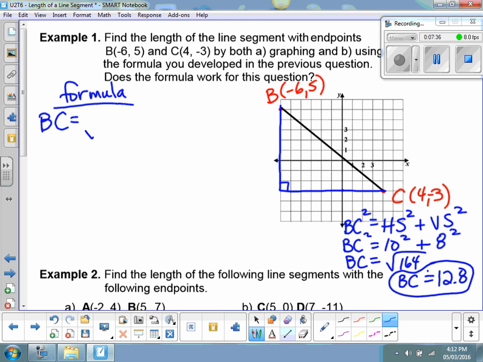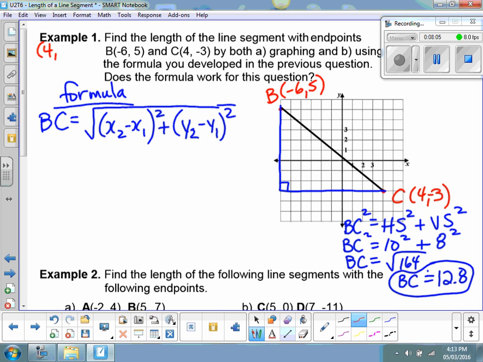So if we use the formula, we're trying to find BC. So remember, we subtract the x's and square it, plus, we subtract the y's and we square them. All right, so it might be helpful to write the 2 points one over the other. A lot of times in these formulas, it's just helpful to write the 2 points like that, so you're putting the right numbers together in the formula.